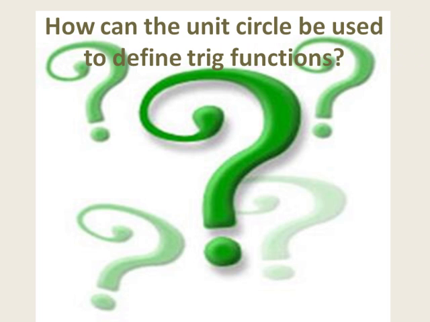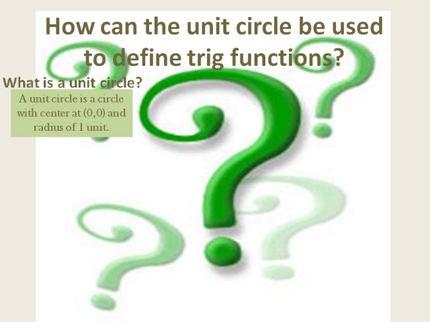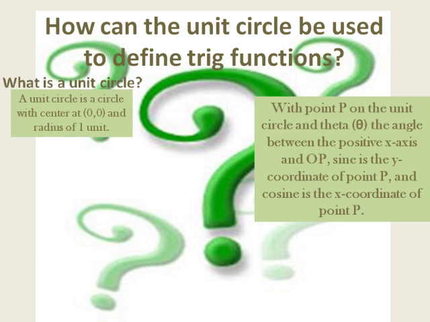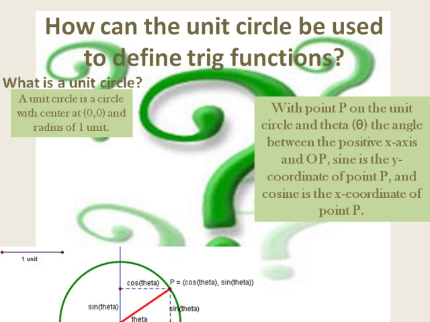How can the unit circle be used to define trig functions? First off, what is a unit circle? A unit circle is a circle with radius of 1 centered at the origin. With point P on the unit circle and theta, the angle between the positive x-axis and the line from the origin to point P, sine is the y-coordinate of point P, and cosine is the x-coordinate of point P.